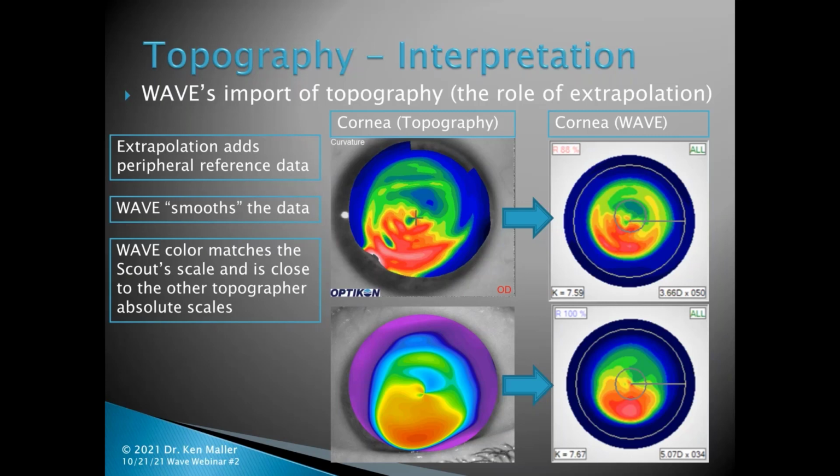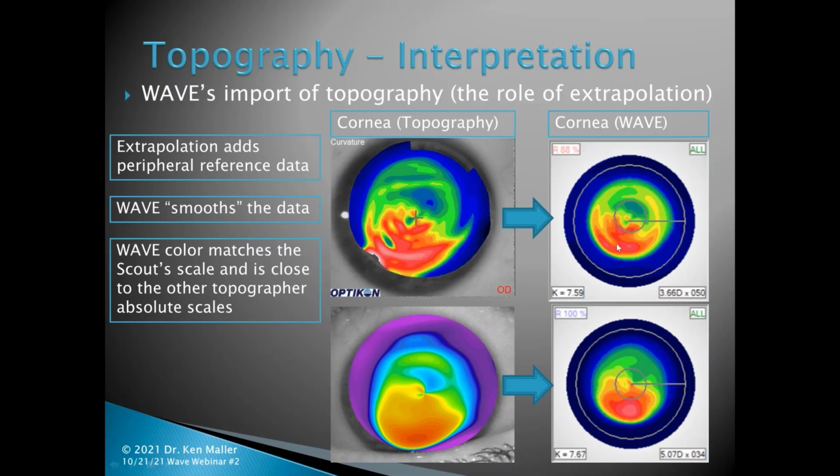Now, an interesting thing is that you'll notice that the scout image over here and the wave image over here look very similar, and the reason is because in wave's early days, the curve scales were identically matched. So every curve represented by whatever color in the absolute scale on the scout topographer is the exact same curve represented on wave's interpretation of the cornea. And so it makes it very easy to see the difference.